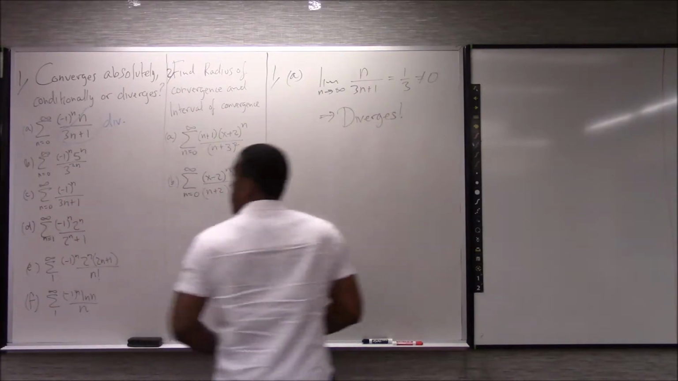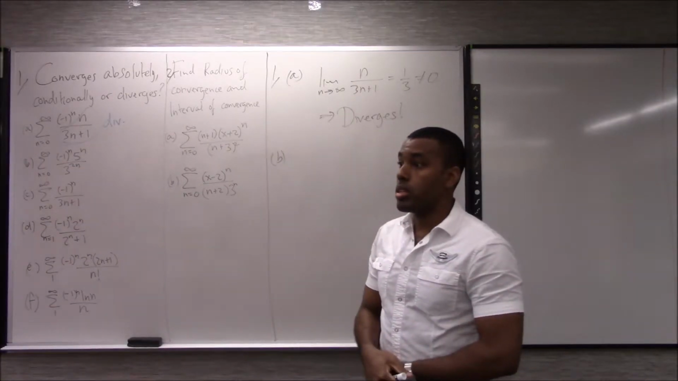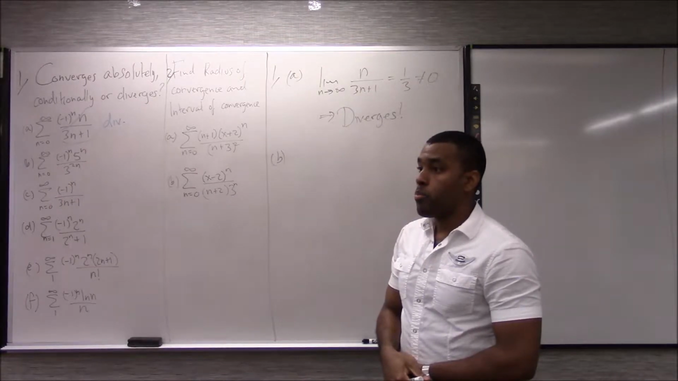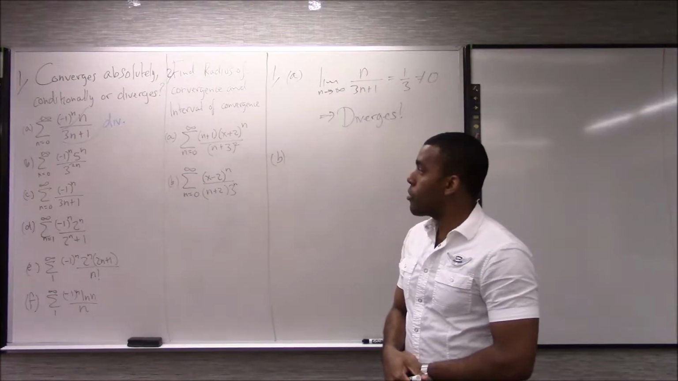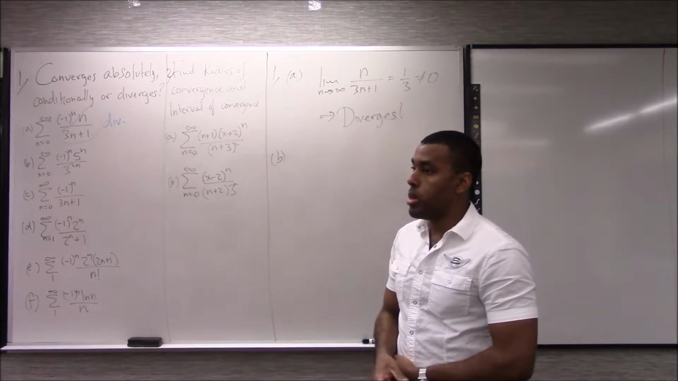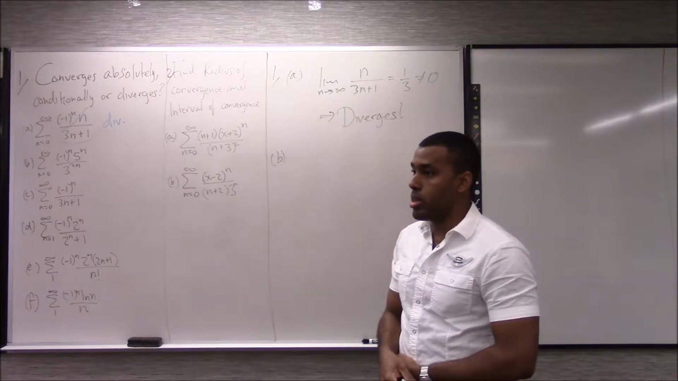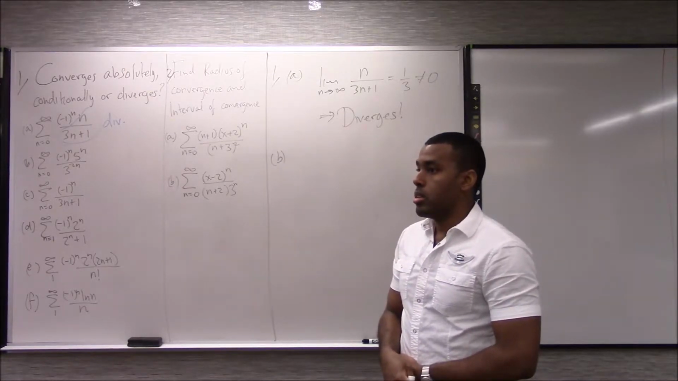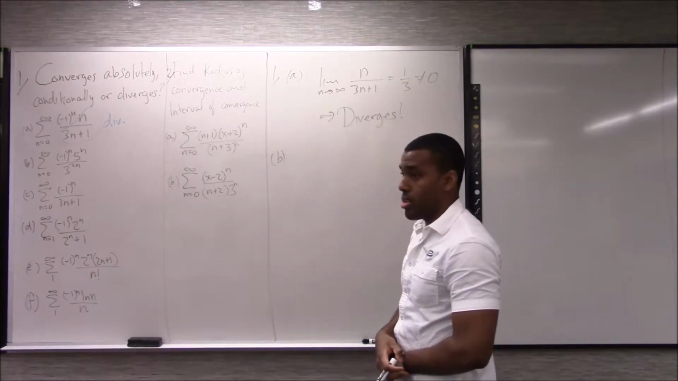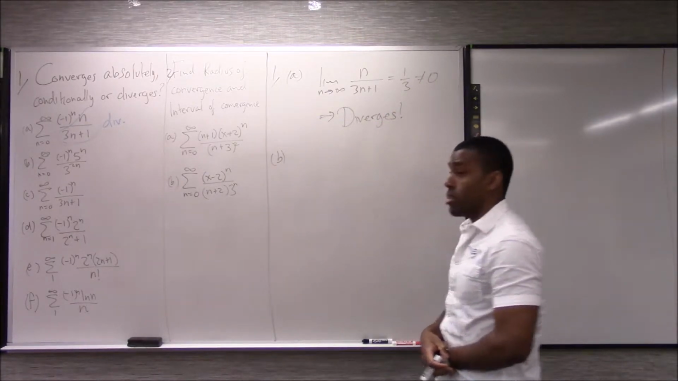Yeah, what about B? What do you think in B? Yes? For like A, it diverges, but why doesn't it converge conditionally? Because the limit does not go to 0. To be able to converge, it has to go to 0 in either case. Okay. Yeah, that's a general thing. Whether it's alternating or not is irrelevant, if the limit does not go to 0.